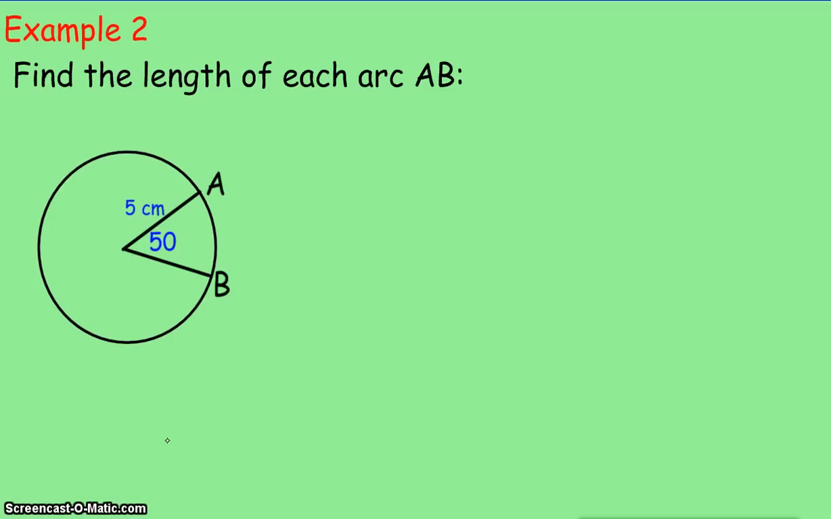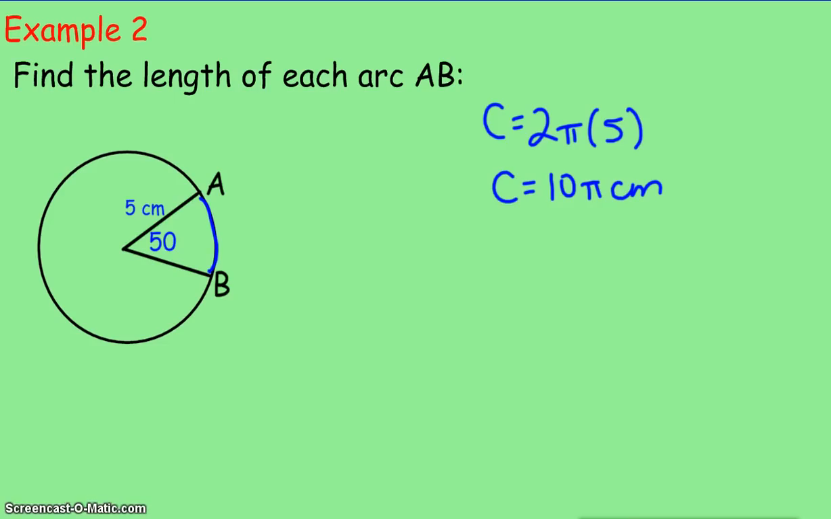I want you to find the length of arc AB. So remember that I would need to first find the circumference of the whole circle. So the circumference of the whole circle is 2 pi r, with r being 5. So the circumference would be 10 pi centimeters. Now, I only want 50 degrees of the total 360 because the central angle is 50. That means arc AB's measure must be 50 degrees as well. So instead of the whole 360, I only want 50 out of the 360 degrees I'm allowed to have. So I will take this fraction and multiply it to the circumference of the whole circle, 10 pi.